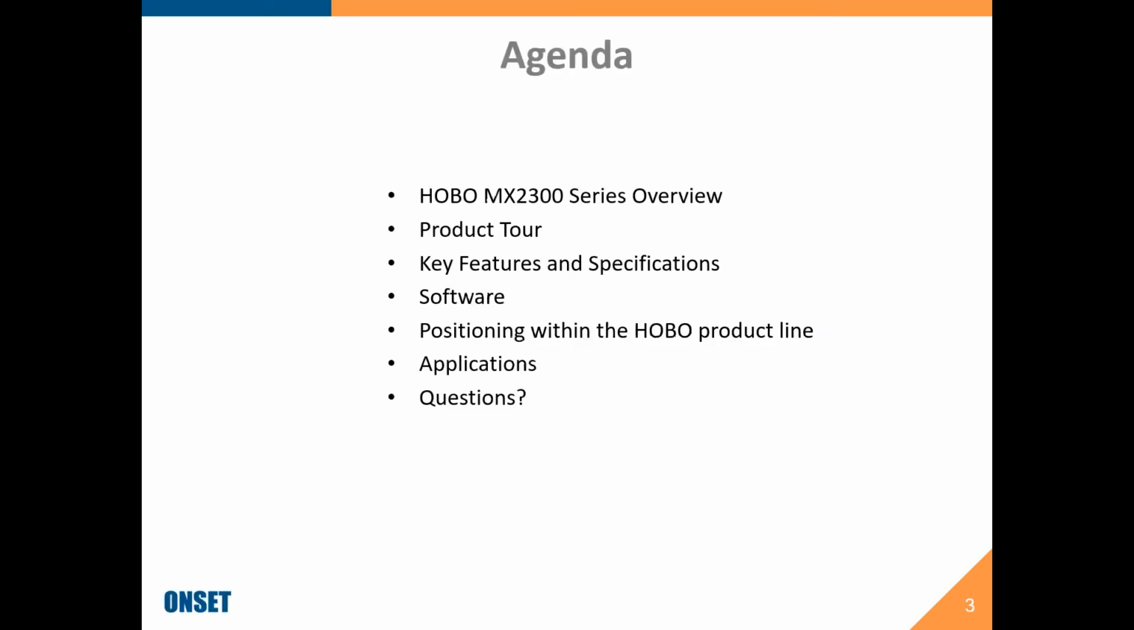So here's our agenda. I'm going to start out with an overview of the 2300 series, give you a little tour of the product, go into some key features and specifications, talk about the software and how the logger operates, and then I'll do some positioning of the HOBO MX2300 versus some of the other products in our line to help you choose the one that's best for your application. And then talk a little bit about applications, and as I mentioned, there'll be time for questions.